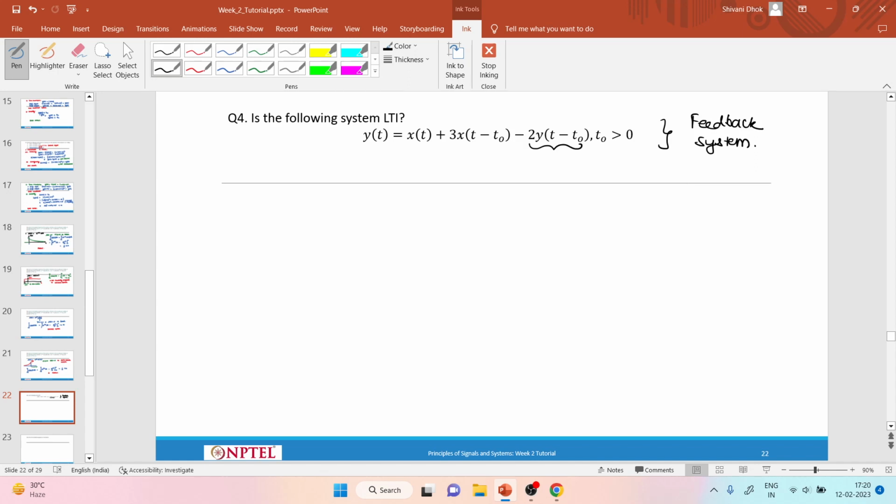So we need to look at this system and check whether this kind of system is an LTI system or not. So first we'll look at its linearity, and in that first we'll look at additivity.